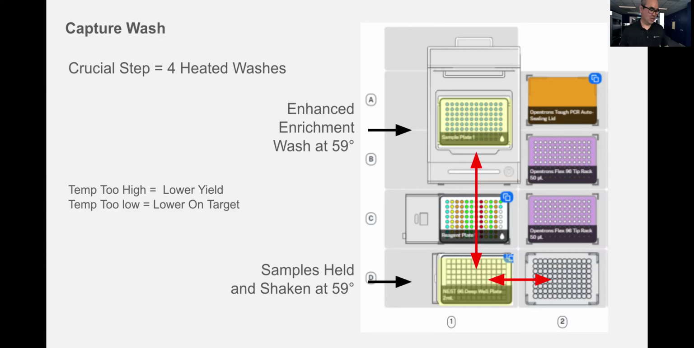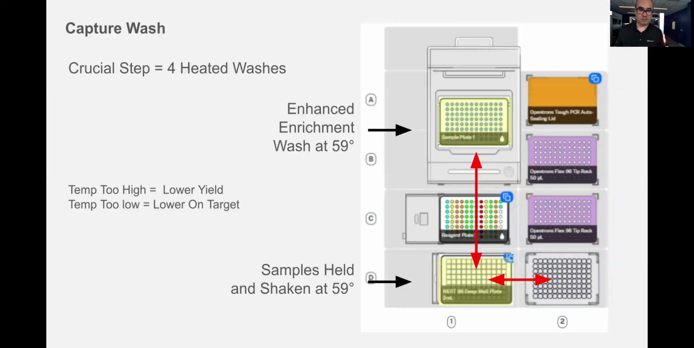In this particular case, we are now using a deep well block, a deep well plate. It is open to the air, so we bump up the temperature slightly. In our test, we did 59 degrees just to account for that open air, any loss of temperature.